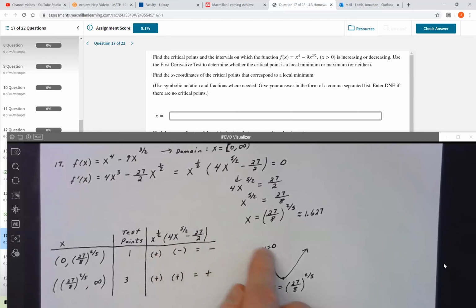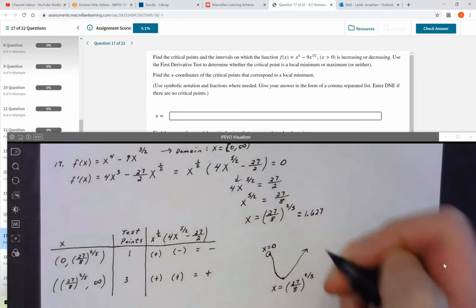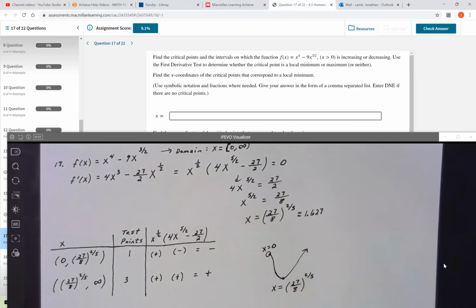So automatically, I showed my original function started at x equals 0. And in fact, it said it had to be strictly greater than 0. So according to the problem, there needs to be an open circle at 0. And then you'd say, well, we know from this right here, it's decreasing from that beginning point all the way up to the critical point of 27 over 8 to the 2/5.